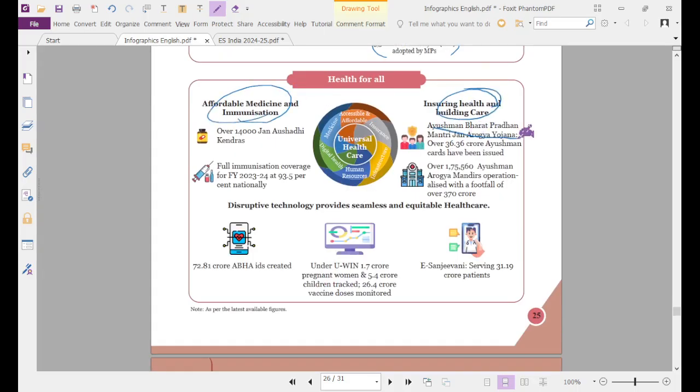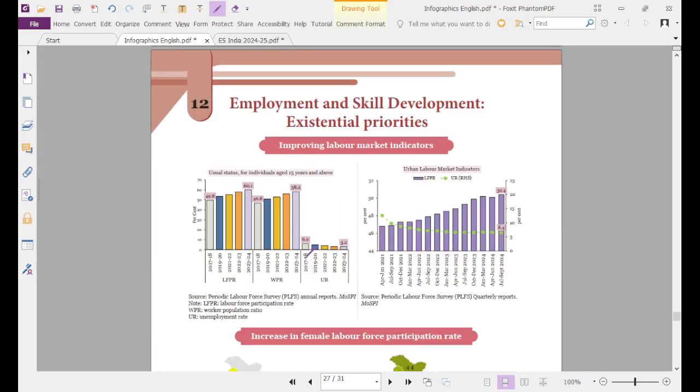We have Ayushman Bharat, right? Card has been given, and 30 crore Ayushman cards have been issued. So this is the health aspect. Disruptive technology provides seamless and equitable healthcare. There has been digitization occurring in this zone also. E-Sanjeevani has come up, which gives services online. Like that, a lot of efforts have been done in that direction.